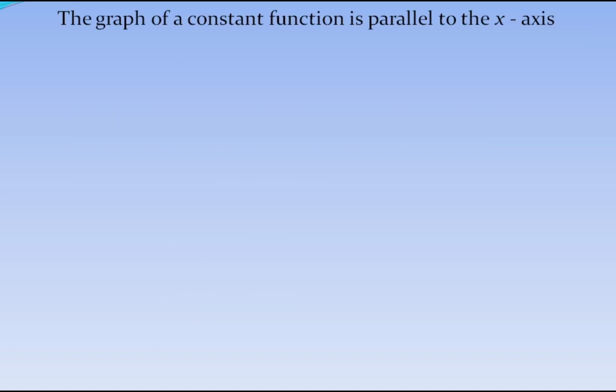So let's look at the graph of a constant function. For the graph of a constant function, we are saying that it is parallel to the x-axis. Why are we saying it is parallel to the x-axis? That is when you realize that the graph and the x-axis move in the same direction. When they are moving in the same direction, then we say that it is parallel. Have you gotten that? So let's see how that graph looks.